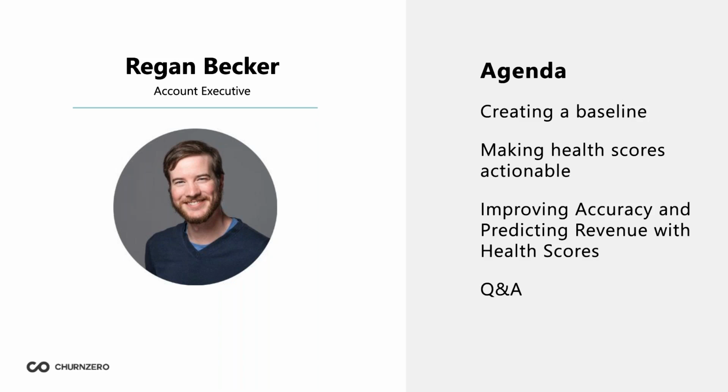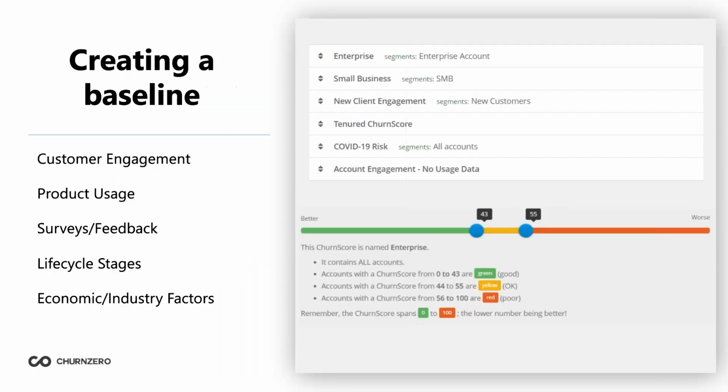So with that, let's dive in on how we do a good job of creating a baseline for our health scores. Whether you have health scores today or are more in the camp of trying to improve their accuracy, the first thing we want to look at is the baseline from which we're starting, so that we can measure both the accuracy today as well as continuous improvement throughout.